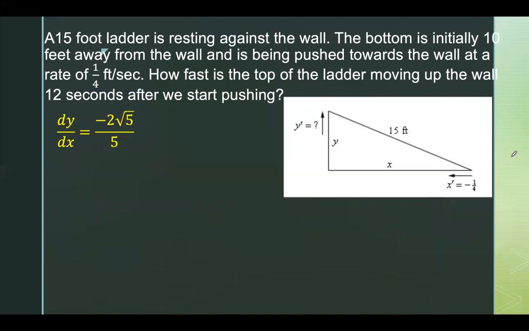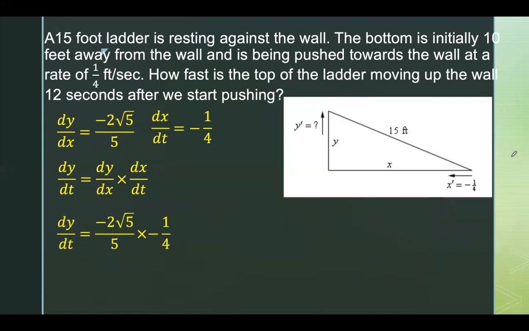When you want to find dy/dt, we use dy/dx times dx/dt, so you get the answer 0.2236 feet per second going up. Now, how fast is the top of the ladder moving up the wall 12 seconds after we start pushing? Okay, so here, 12 seconds.